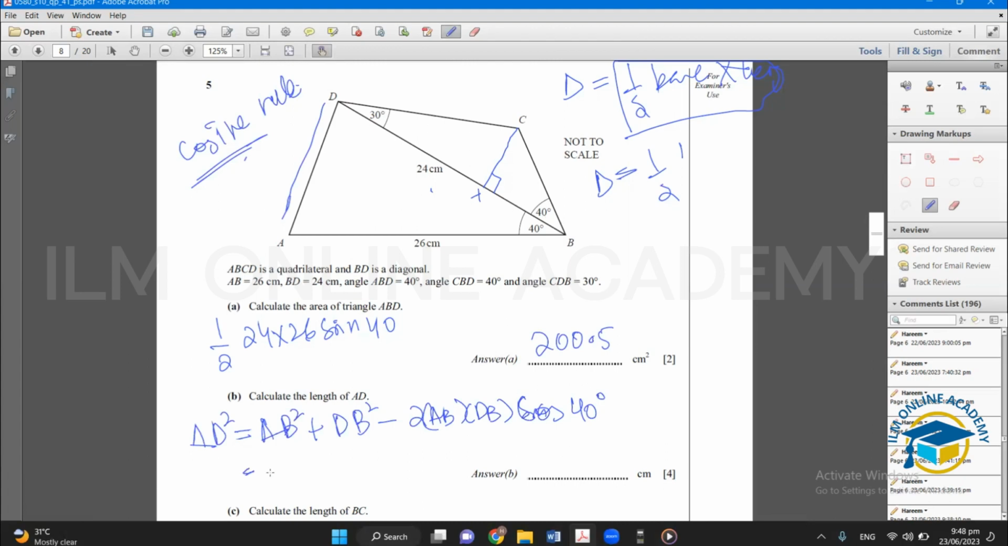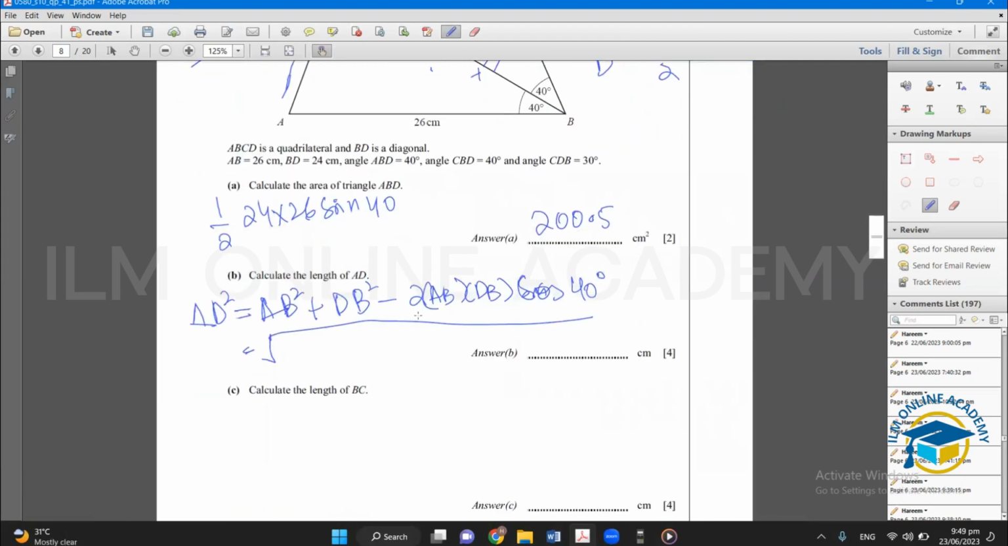You will just take the square root of all the things, right? You have to show some calculation here. It's of 4 marks. So you have to write the formula and also put the values. So it's 26 square plus 24 square minus 2, 26, 24, and cos 40.